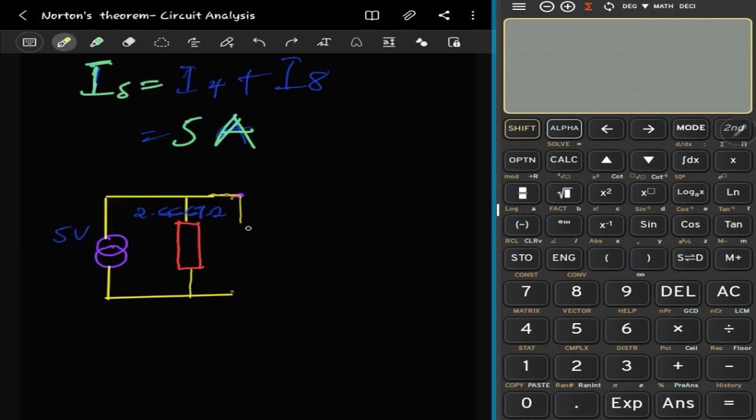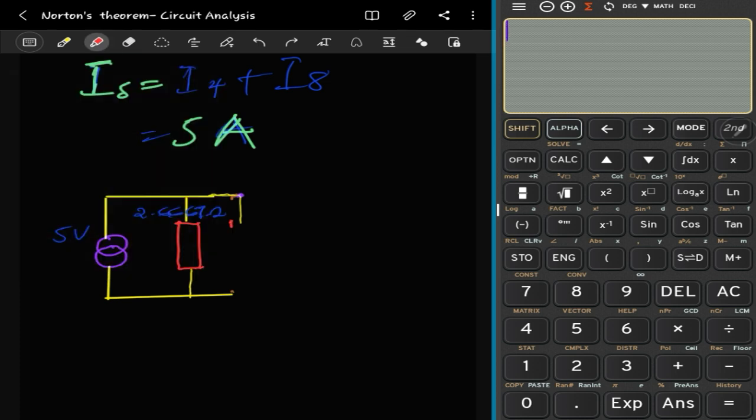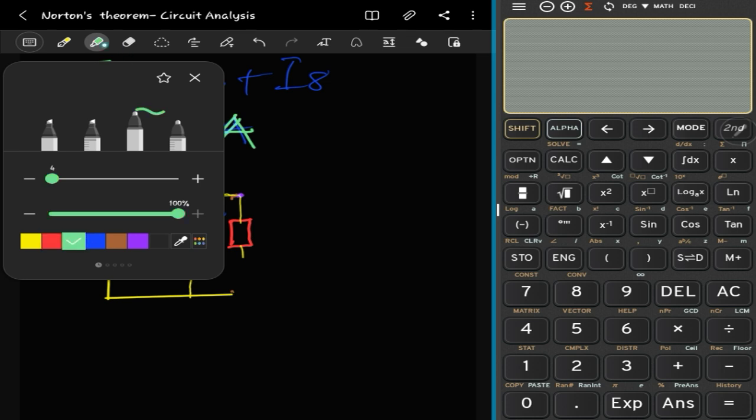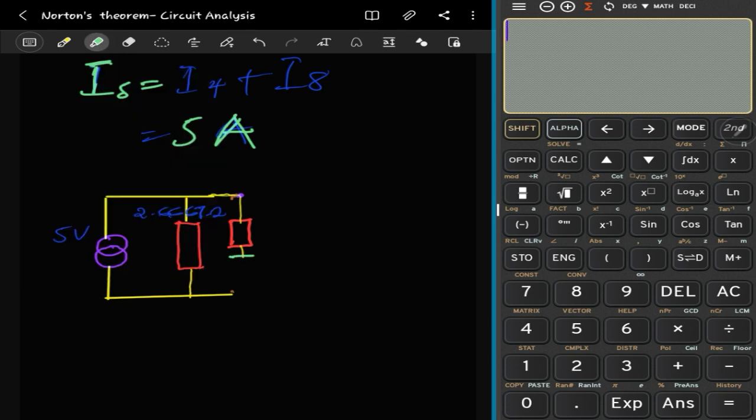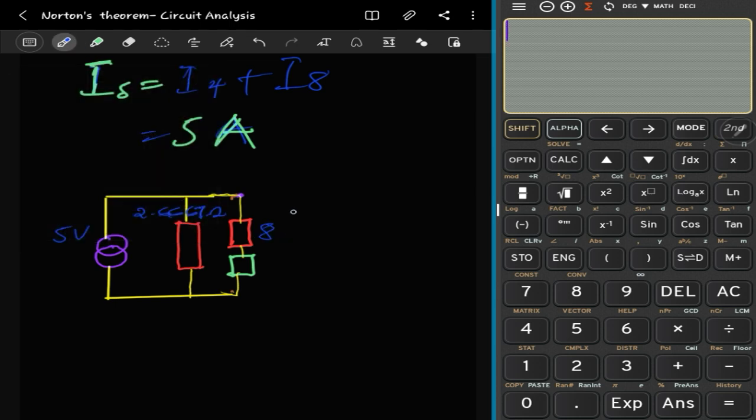We have this, right? And then there was an element here. There's one resistor here, right? And then we have this, and then we have our resistor of interest, which is the 2 ohms. So let's make it this one to show what we are looking for, right? So this is 8, right? 8 ohms, right? And this is our 2 ohms, our resistor of interest. Okay, so this is what we do.